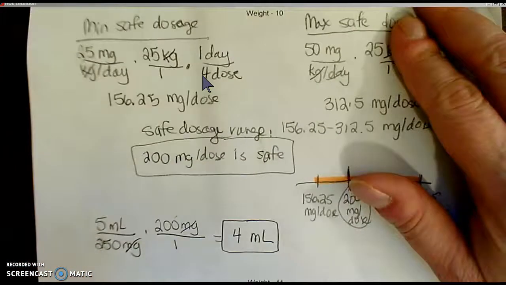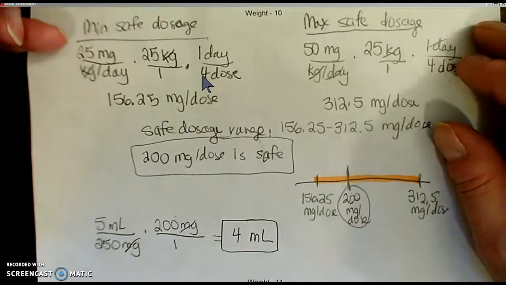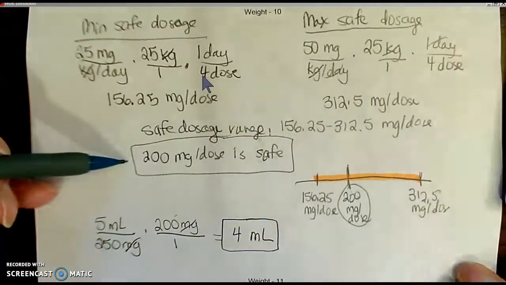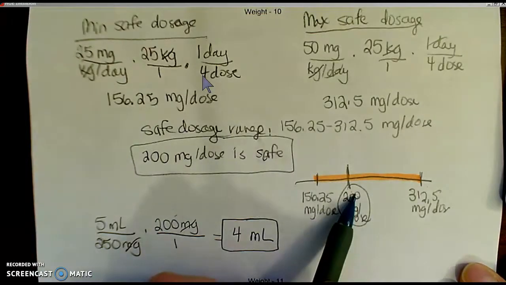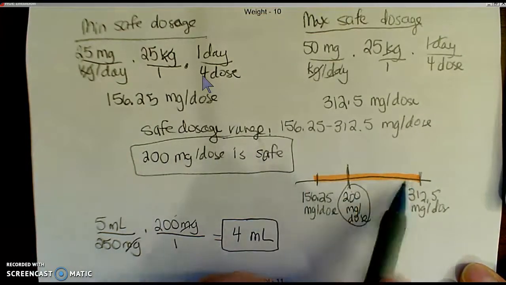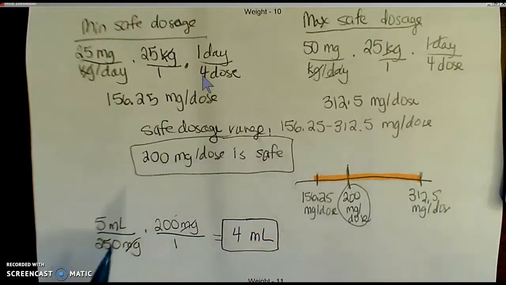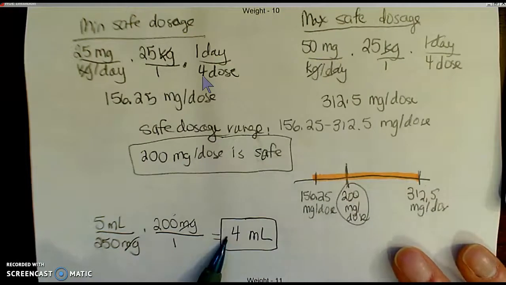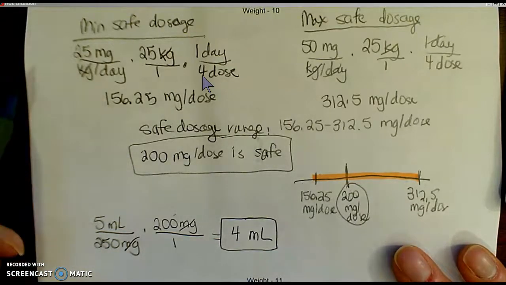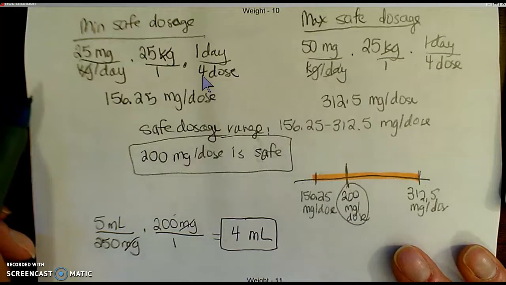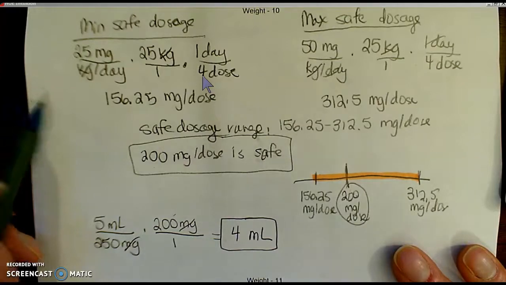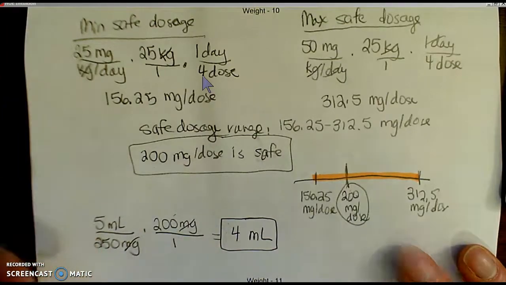So our instructions were to find out if the order was safe, and if it is, find the amount to administer. We confirmed that it's safe because 200 milligrams per dose is between the minimum and the maximum safe dosage. So the amount to give the patient is 4 milliliters. Why didn't we multiply by 4? Because the amount to administer is always for a single dose. This is 4 milliliters for each dose.